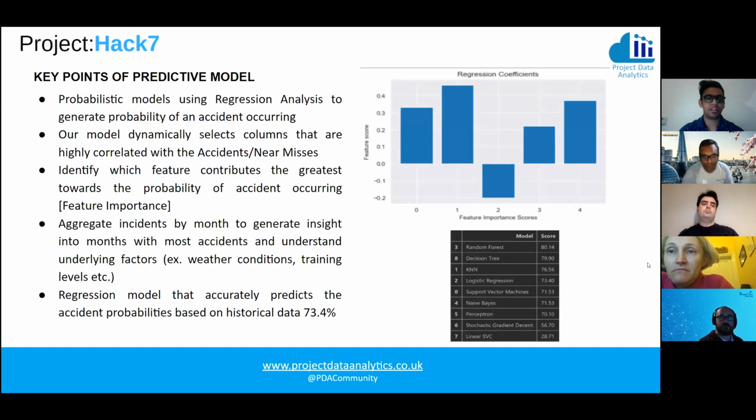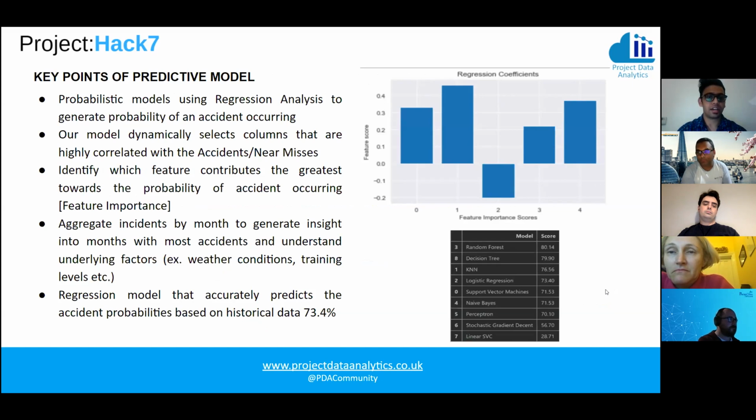And the way we did that was by generating probability models by using regression analysis. What our main aim was there to achieve an accident score for an event occurring. Our models can dynamically select the columns that are highly correlated with the accidents and the near misses. So in the future, when the columns change or the features are added or reduced, no manual work will have to be done. The columns will be selected dynamically.